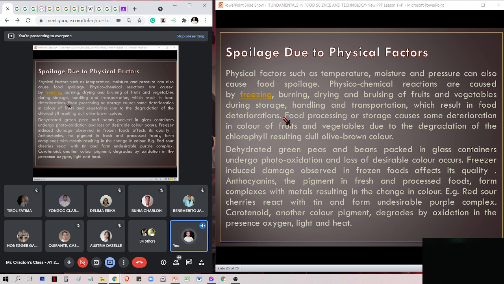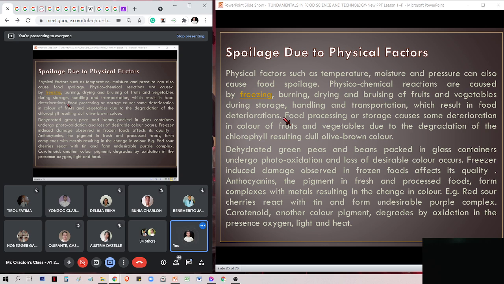Food processing or storage causes some deterioration in color of fruits and vegetables due to the degradation of the chlorophyll, resulting in a dull olive brown color. That is natural. So, dehydrated green peas and beans packed in glass containers undergo photooxidation and loss of desirable colors occurs. So, induced damage observed in frozen foods affects its quality.